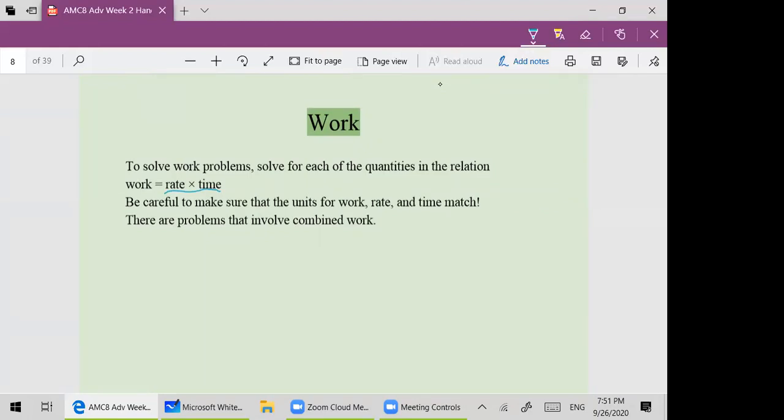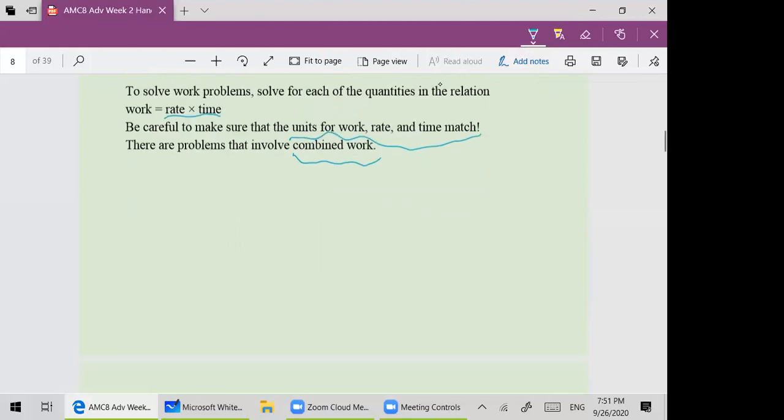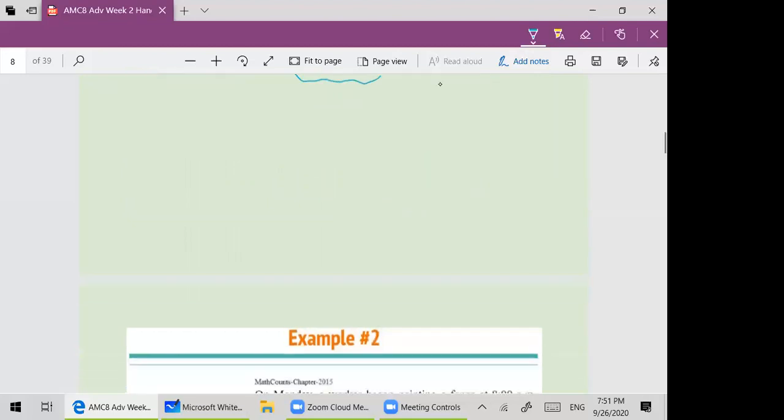Okay, so make sure to take care that the units for work, rate, and time match for work rate problems. And there are problems that involve combined work, such as an assistant is doing something and then a few more assistants come along, or sometimes workers are doing something and then a few are fired. Yeah, here's your next example.